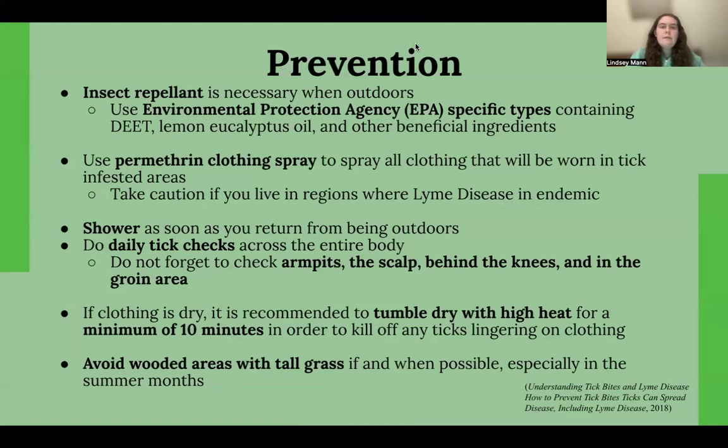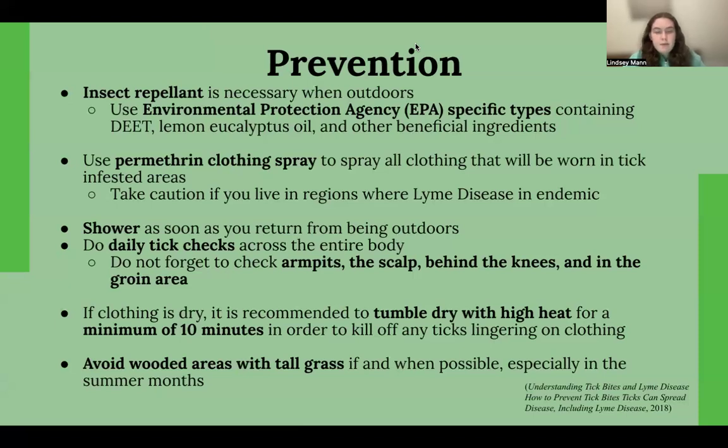For prevention, insect repellent is obviously the biggest thing, especially when you're outdoors. The EPA, Environmental Protection Agency, recommends specific types on their website that you can look at. They like ones that contain DEET, lemon eucalyptus oil, and other beneficial ingredients that actually help with warding off ticks. As well, you can buy permethrin clothing spray online, which can help to ward off ticks too. You can spray it all over your clothing before you go outside. Definitely take caution if you live in regions where Lyme disease is endemic, like I mentioned earlier.